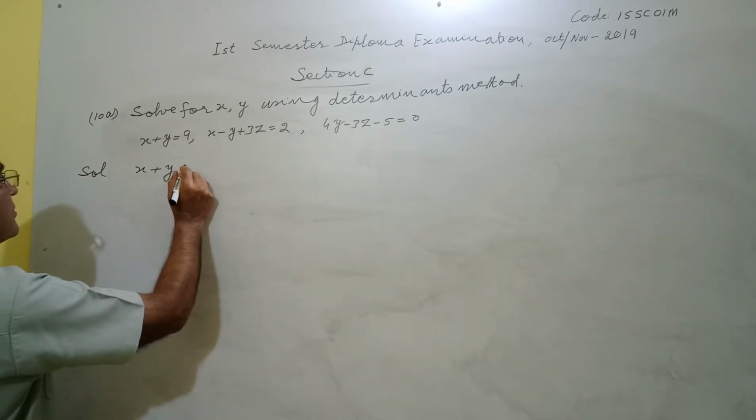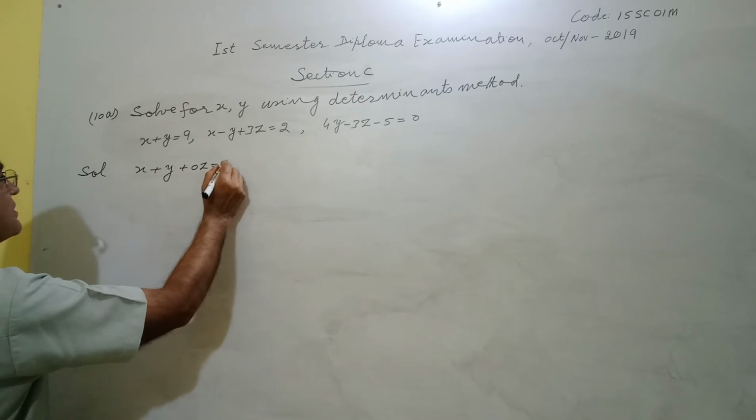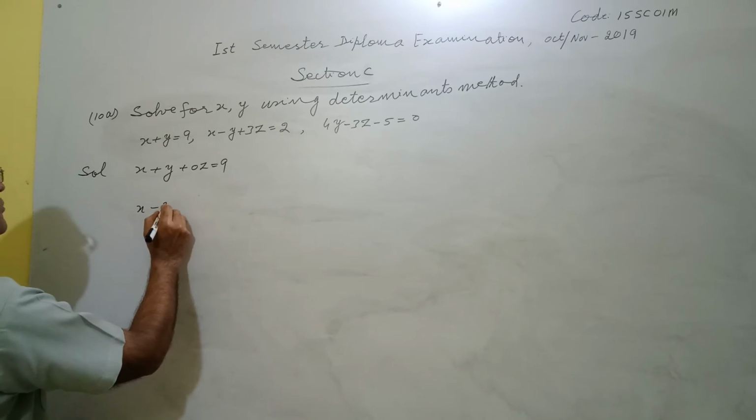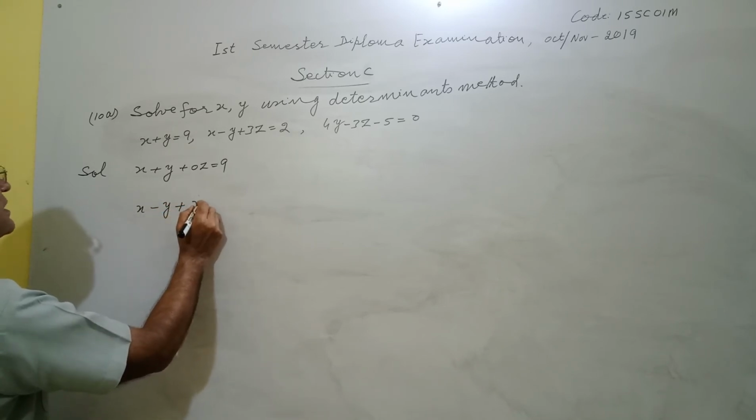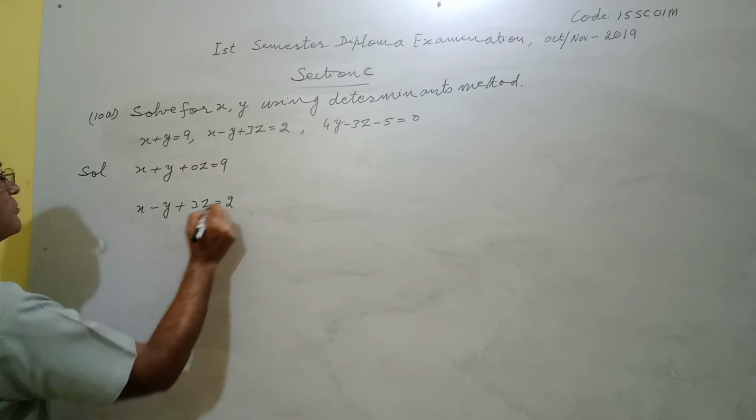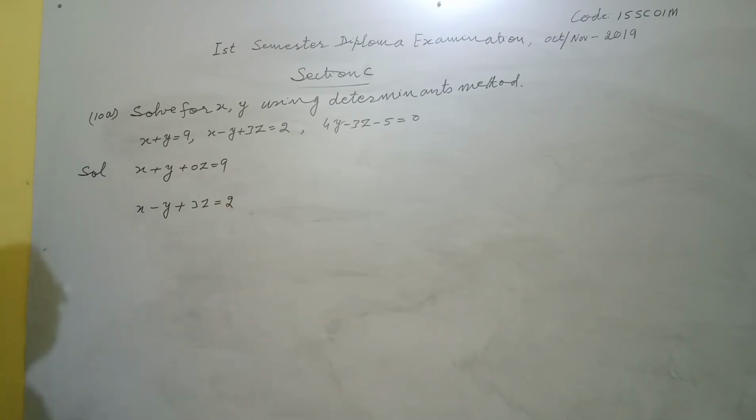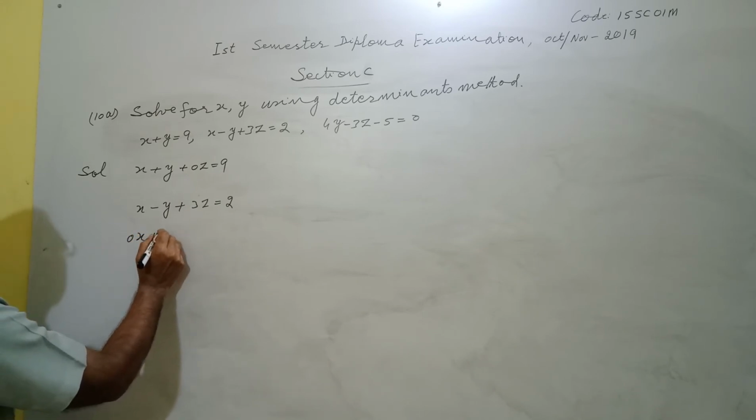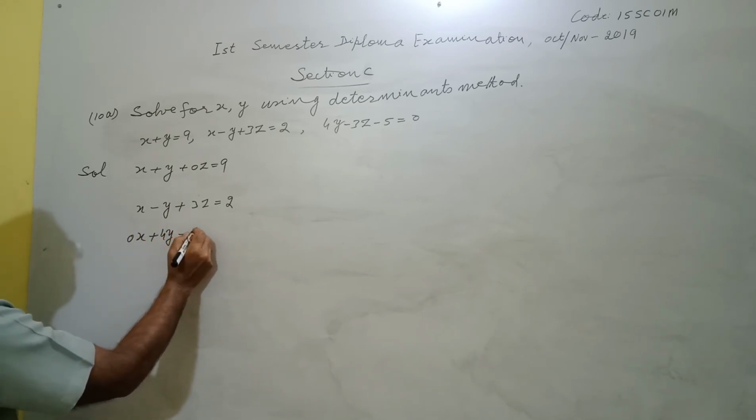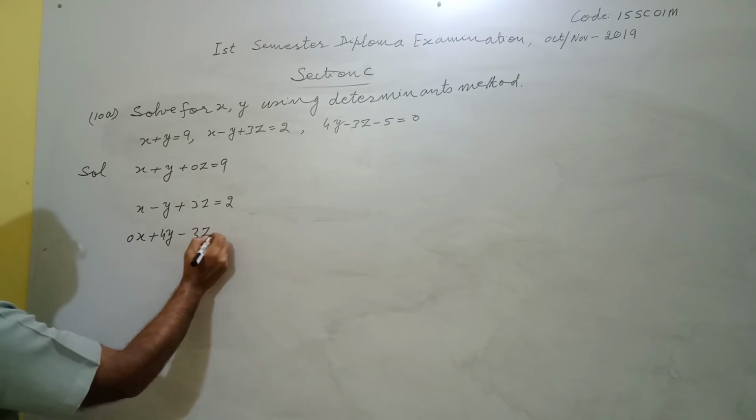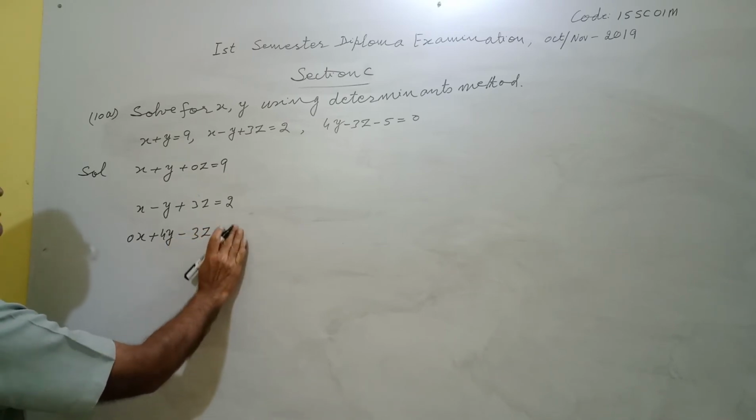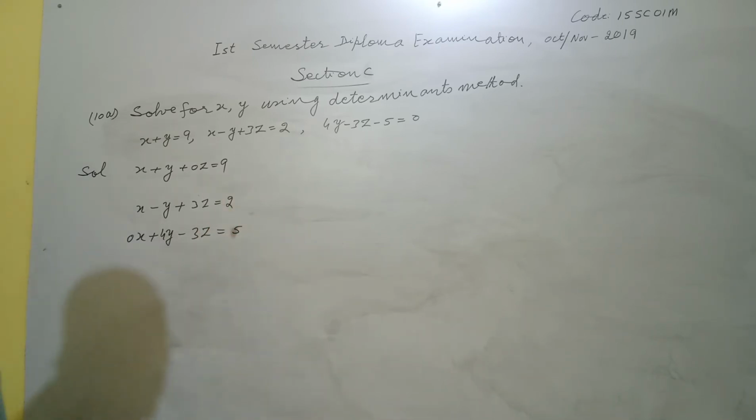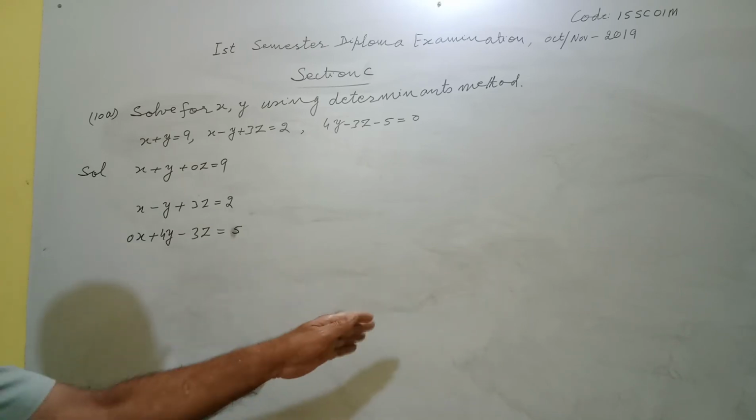Z is not given in the first, put it as 0, so x plus y plus 0z equals 9. For the second, x is there, y is there, z is there, equals 2. For the third equation, x is not there, 0x, y is there, z is there, equals 5. Transpose this 5 to the right. Your left should be with the variables. Take out constants to the right side.